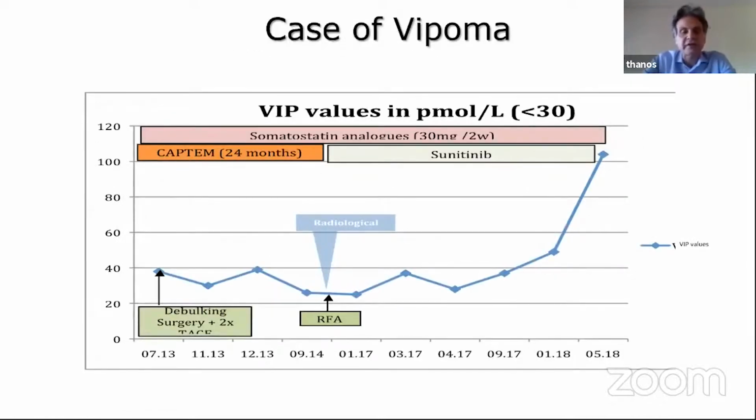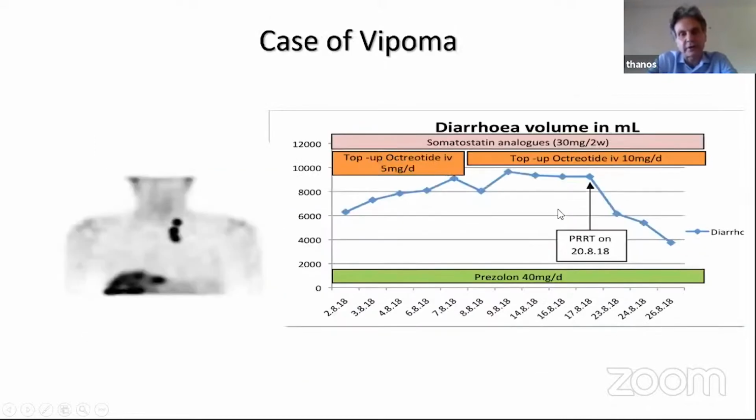This is a patient that we have treated, and you can see he had a VIPoma with high VIP levels. He was treated with somatostatin analogs. We increased the dose. We gave him chemotherapy. We did debulking surgery, but still he had uncontrollable diarrhea. And then with sunitinib, we managed to control him for a subsequent period of time.